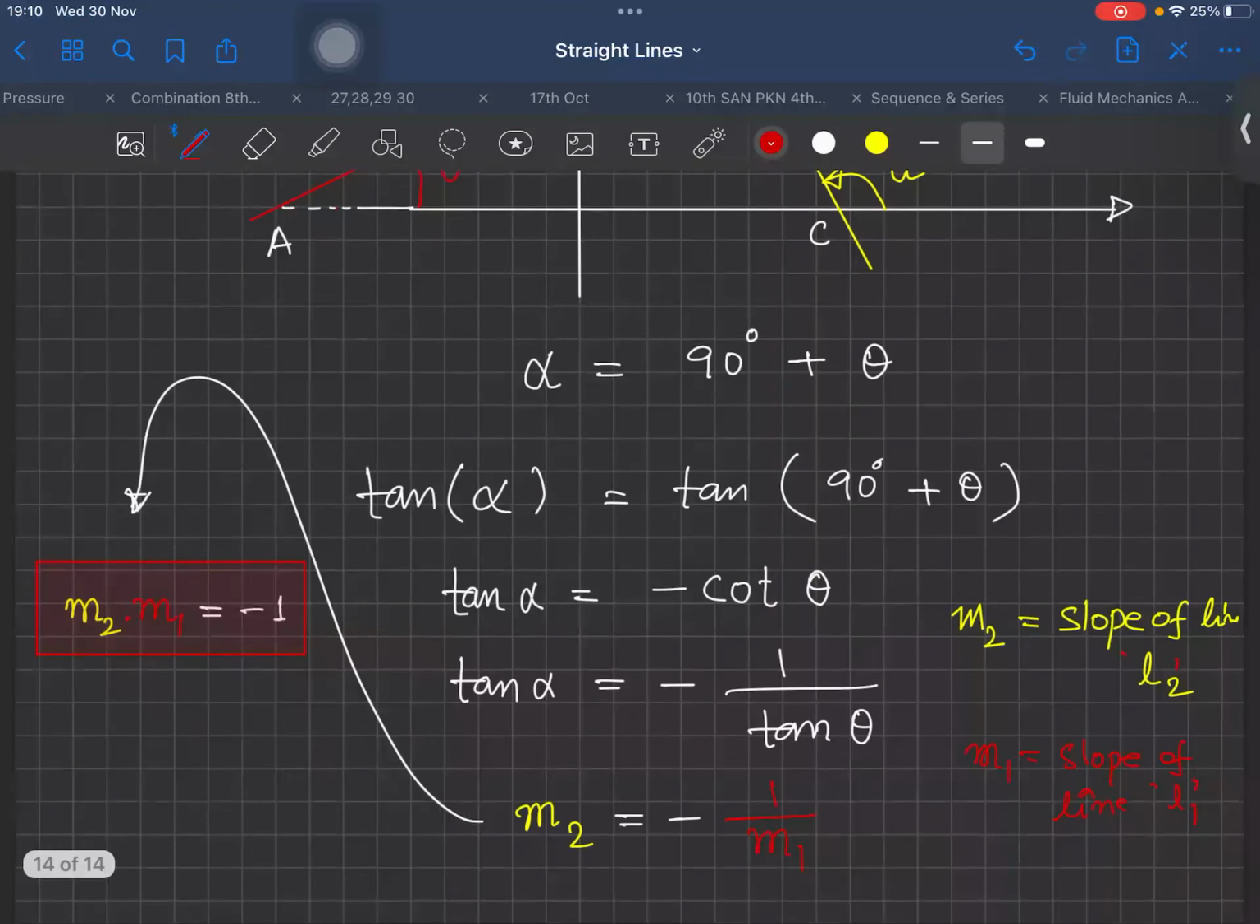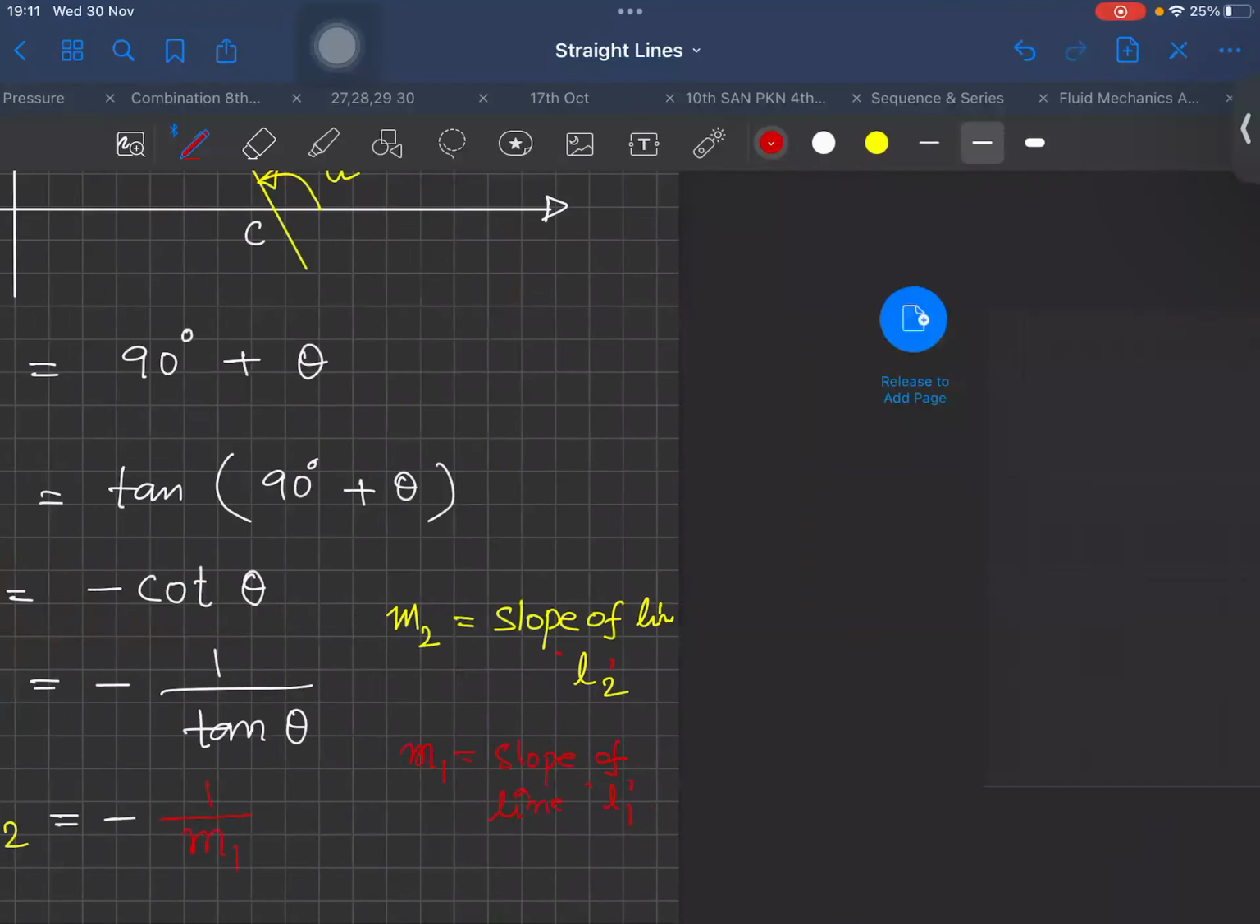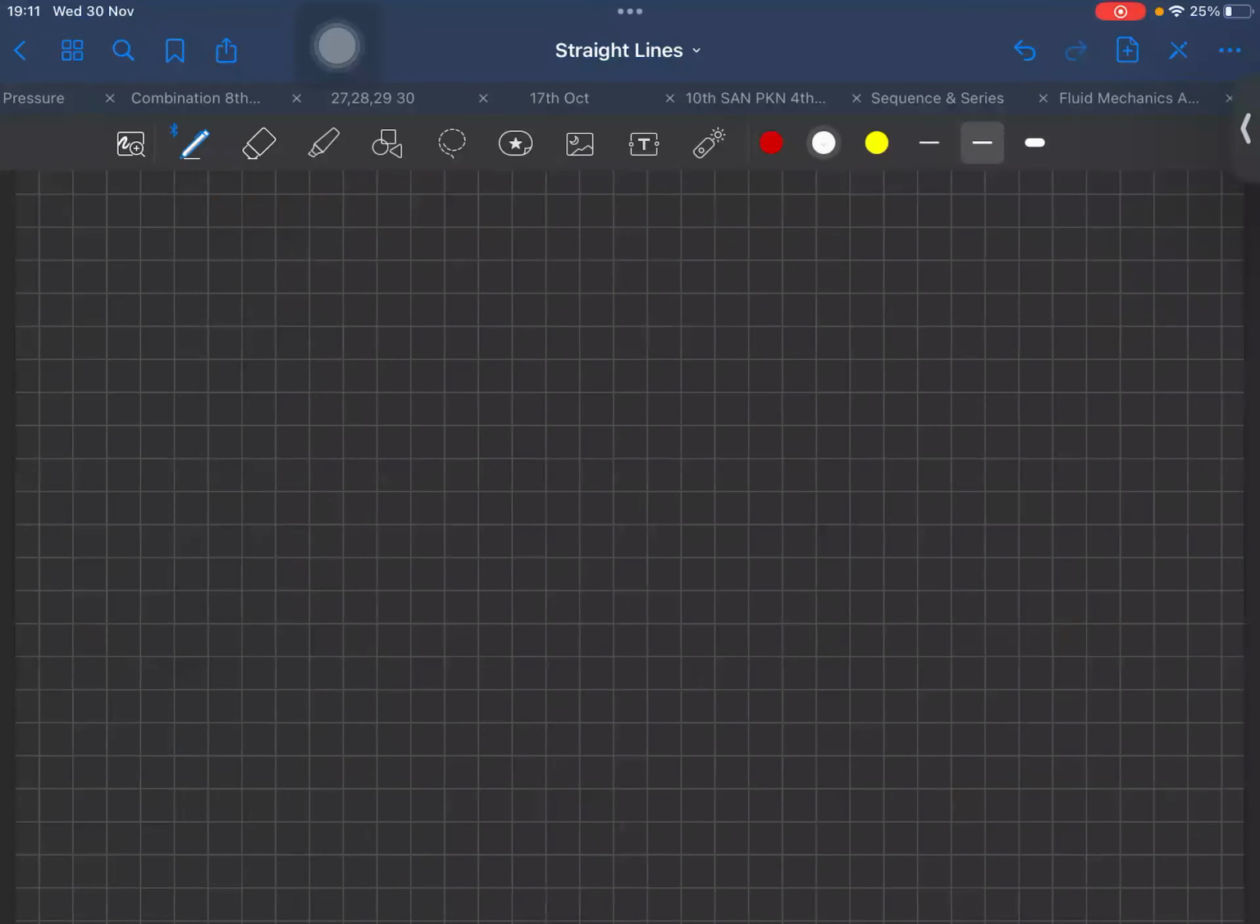So if two lines are perpendicular, what will happen? The product of their slopes is minus 1. If two lines are parallel, then slopes are equal. So now shall we solve some of the problems based on it? We'll solve only from NCERT, okay?